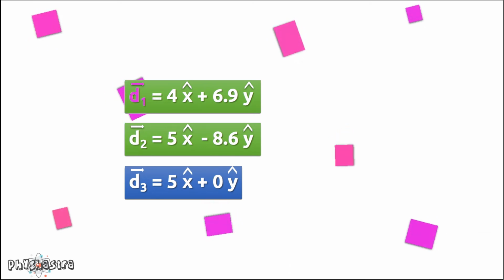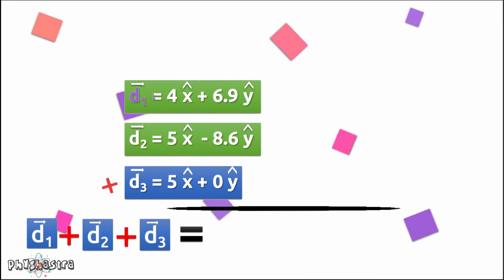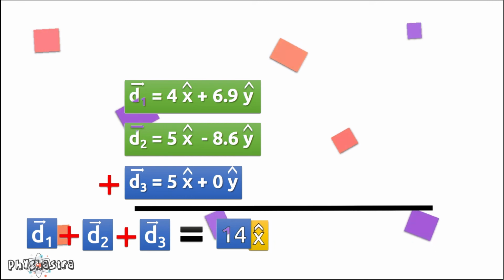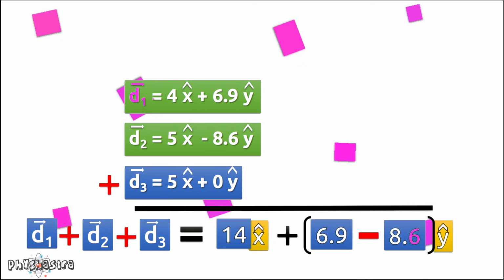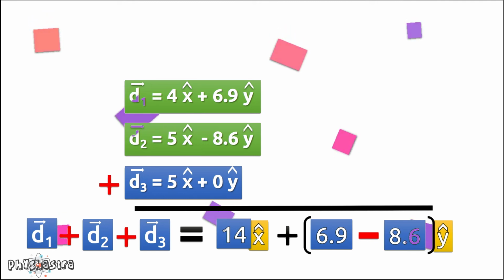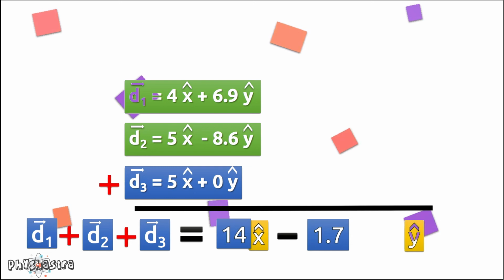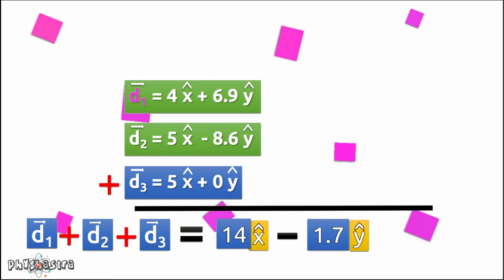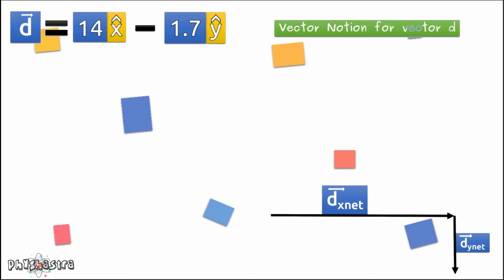For simplicity, I will reduce the square root form to the simplest case. Now we add all the x components: 4 plus 5 plus 5 meters equals 14 in the x direction. Then plus all the y components, such as 6.9 plus negative 8.6 plus 0, which gives 1.7 in the y direction. These both are components of the resultant vector d.